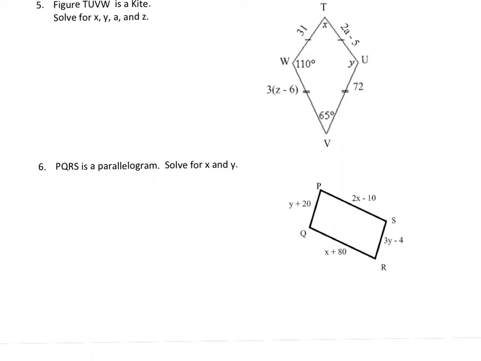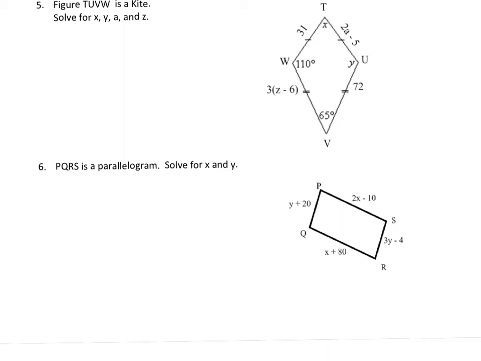A kite means that you have two pairs of consecutive equal sides, which they've already marked for me. So I know those top two sides are the same length and the bottom two sides are the same length. And so it's asking me to solve for all those variables, and I do that by setting those sides equal to each other.